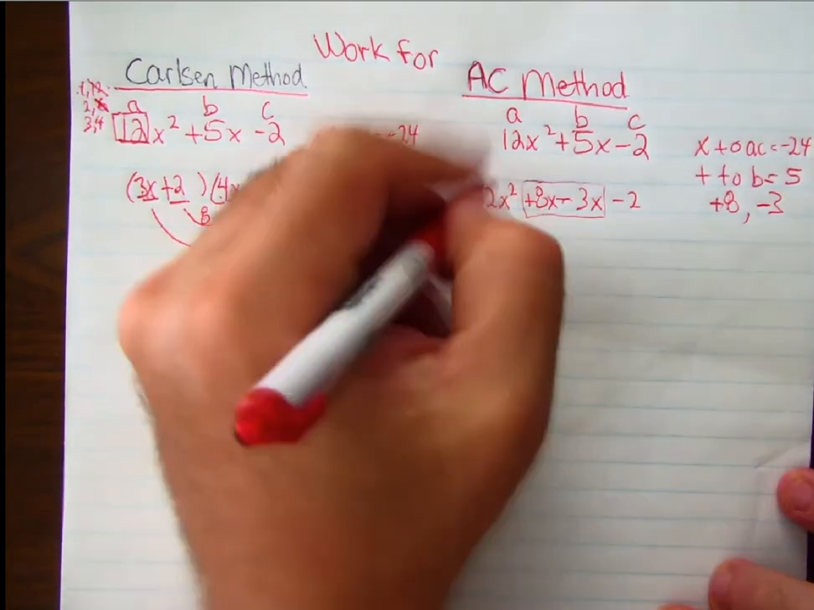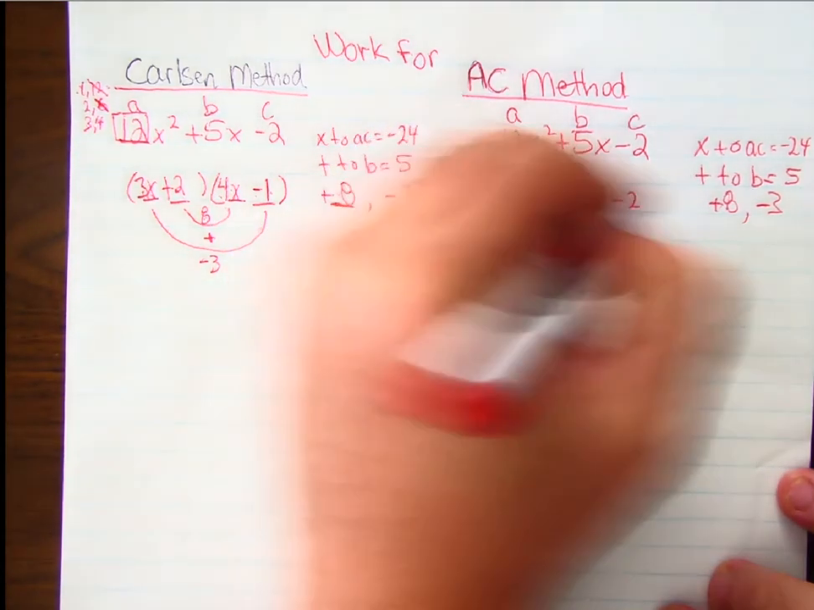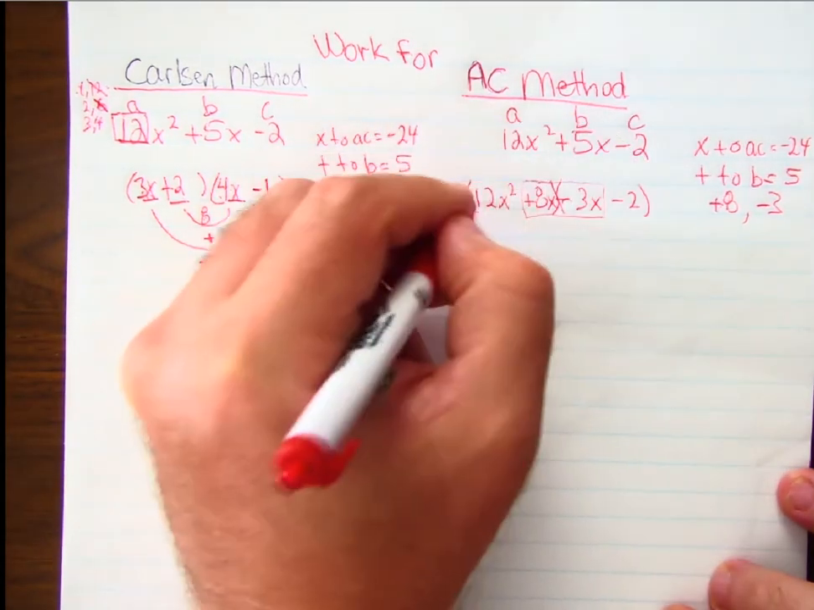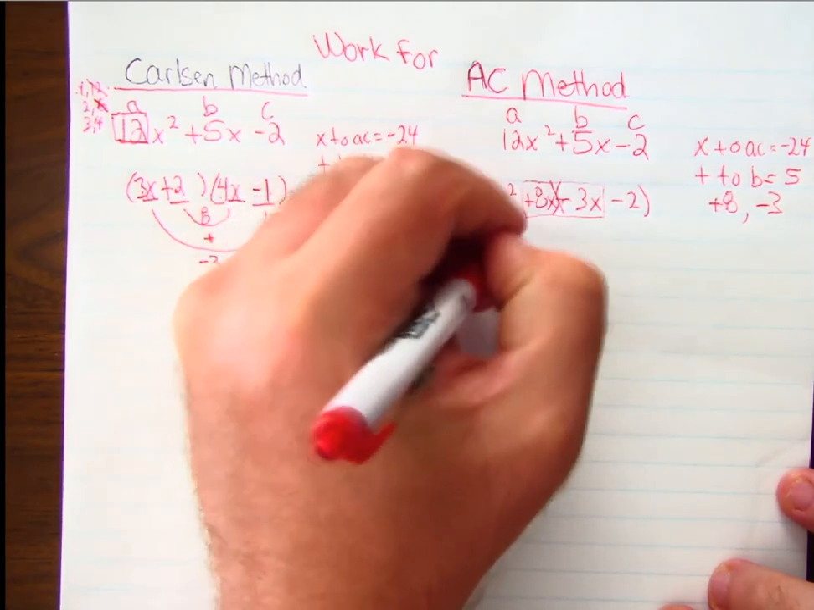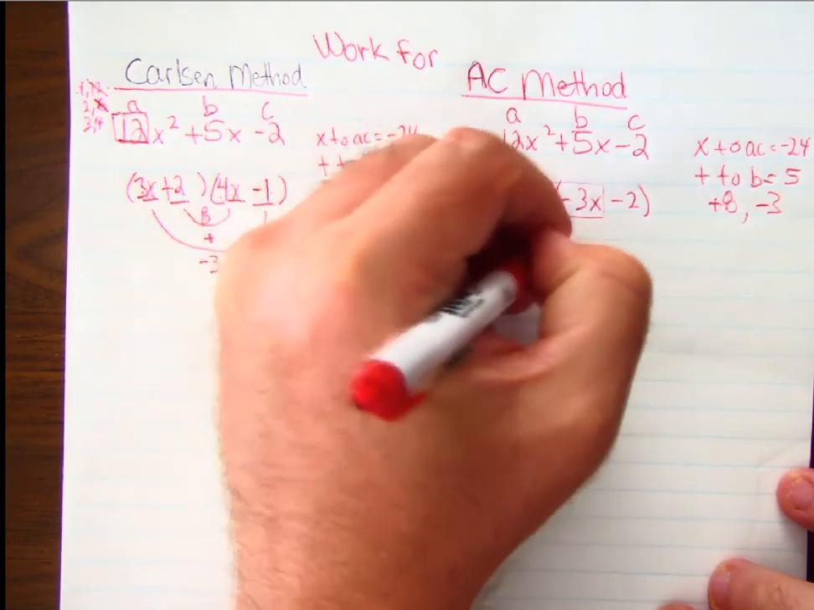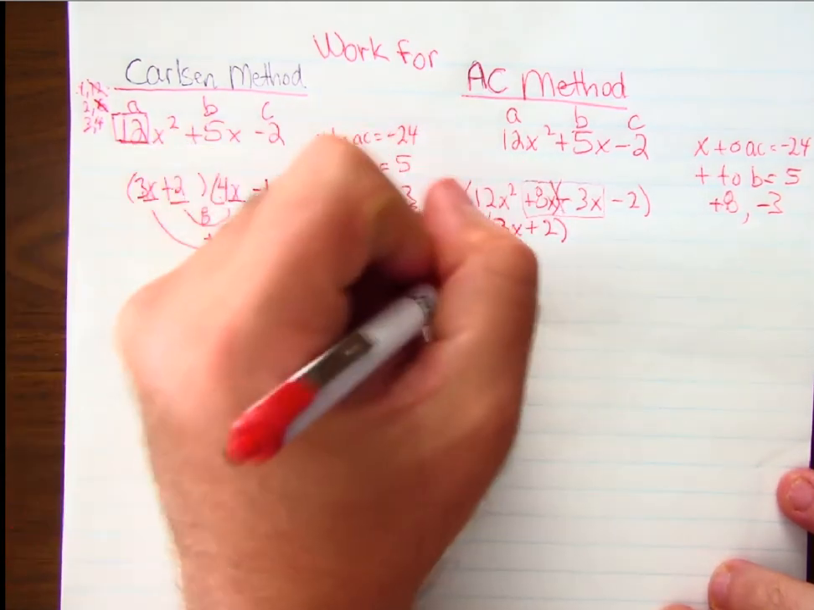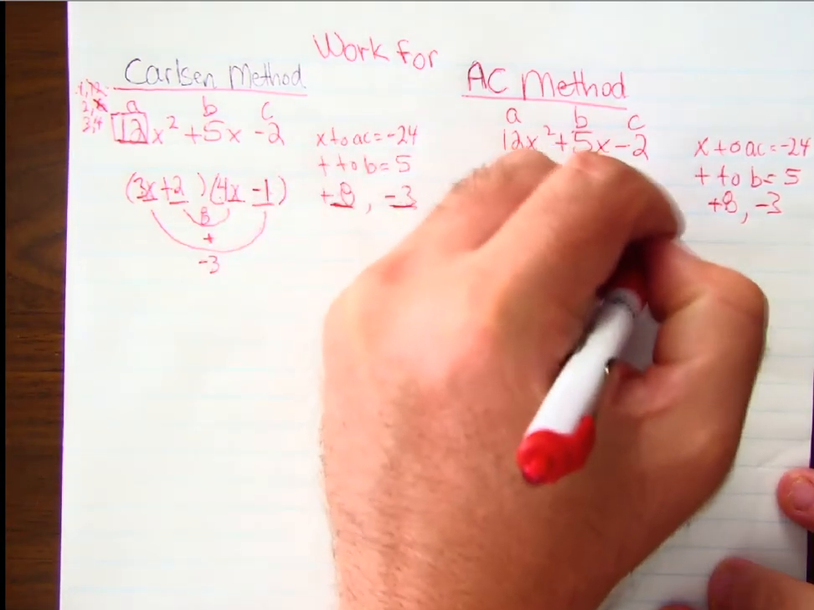All right, so now I'm factoring in pairs with the AC method here. What's the GCF of 12x squared and 8x? 4x. What am I left with? 3x plus 2. Now, since that's a 3x plus 2 in parentheses here, I have to have a 3x plus 2 in parentheses here.